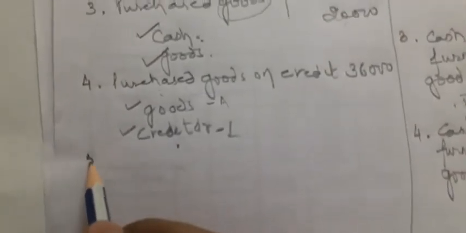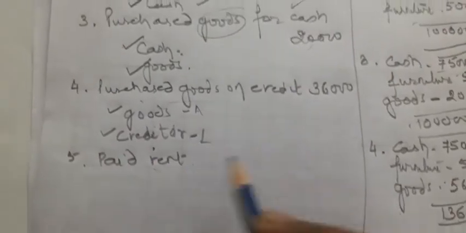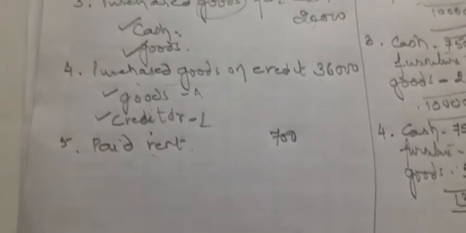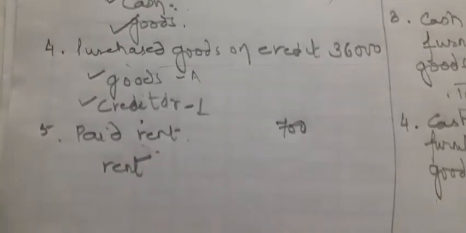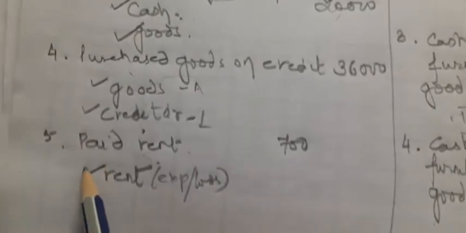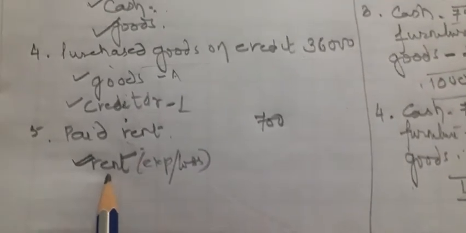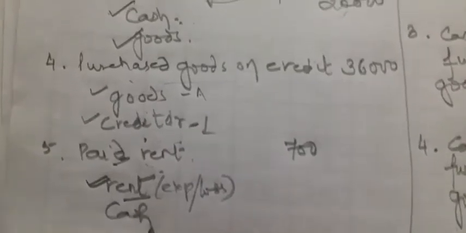Transaction number 5. Paid rent, rupees 700. First thing, rent, because we are paying rent. Rent is our expense. Whenever there is an expense or loss, the capital reduces. So in this case, when we are paying rent, it will affect the capital. Secondly, rent is paid in the form of cash, so other aspect will be cash.